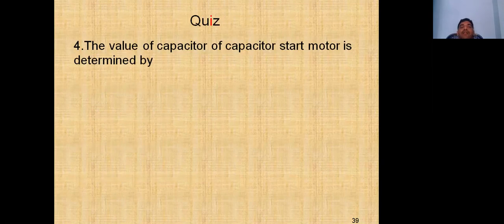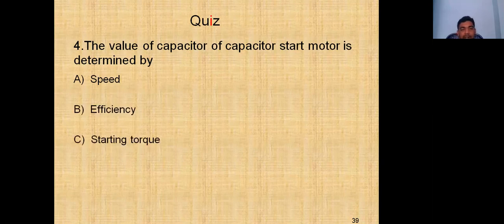The value of capacitor of capacitor start motor is determined by option A, speed, option B, efficiency, option C, starting torque, option D, power factor. The value is determined by starting torque because capacitor start motor has high starting torque.